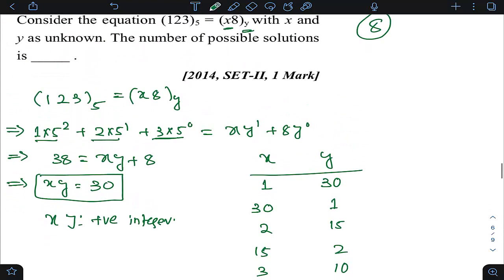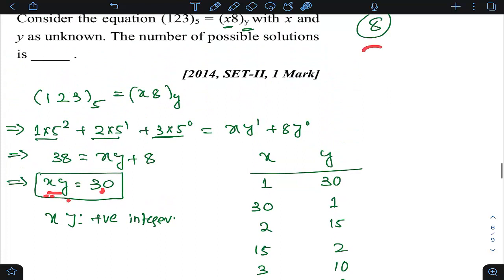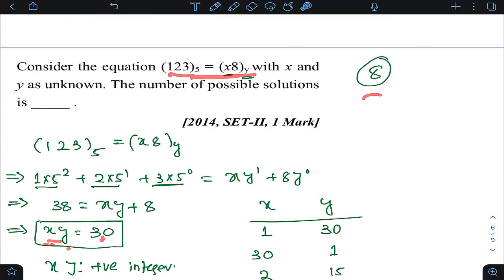If somebody says directly that x and y are positive integers and their product is 30, what is the answer? You can say 8 is the answer. But while giving the answer, you should be careful regarding the terms and conditions. Here y is used as a base, so definitely y must be greater than x as well as greater than 8, because the base should be greater than all the digits used in this number. The digits used are x and 8.